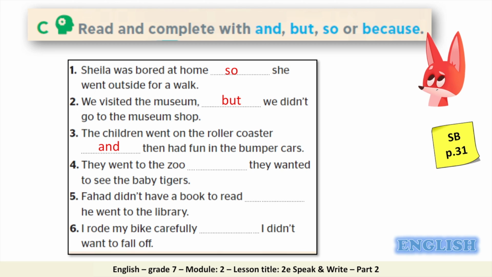Sentence number 4. They went to the zoo. They wanted to see baby tigers. Why did they go to the zoo? That's because they wanted to see baby tigers.